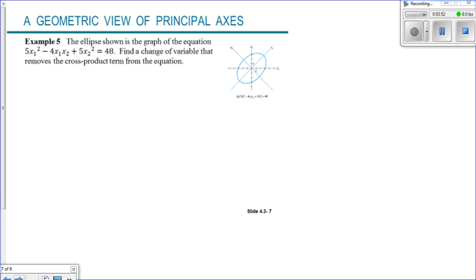Okay, so here's an ellipse, and the equation is given by this. So this is a quadratic form with that cross product term. So the first thing I want to do is to find the matrix of the quadratic form.